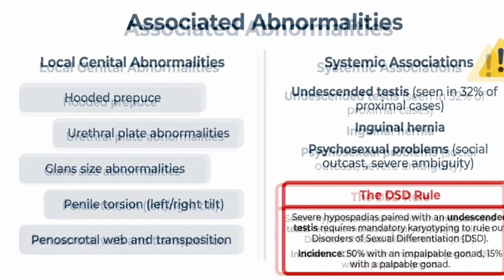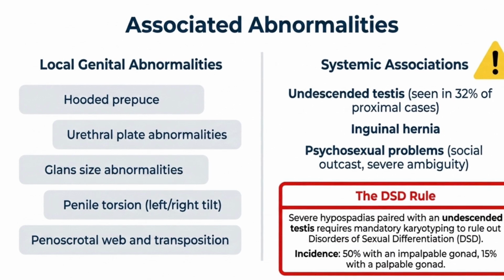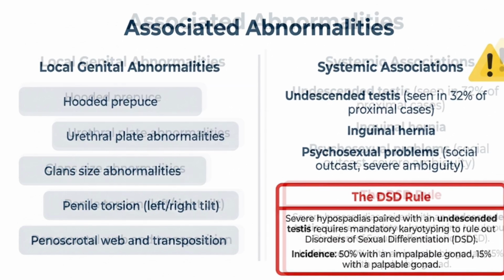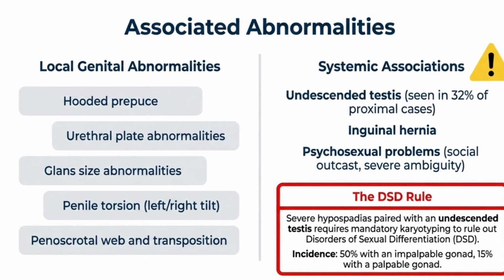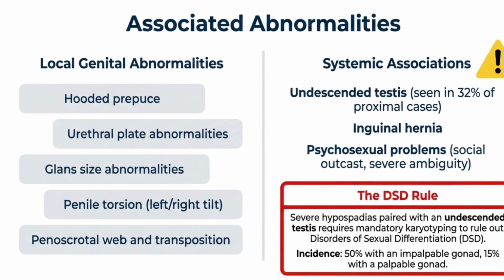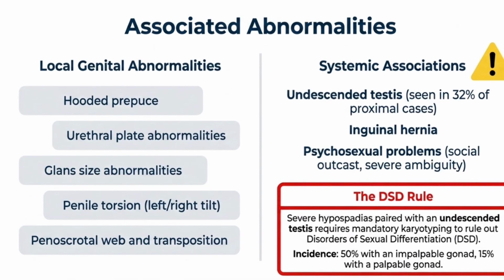Associated abnormalities. Local genital abnormalities are the hooded prepuce, urethral plate abnormalities, glans size abnormalities, penile torsion, which can be a left or right tilt, penoscrotal web, or transposition.